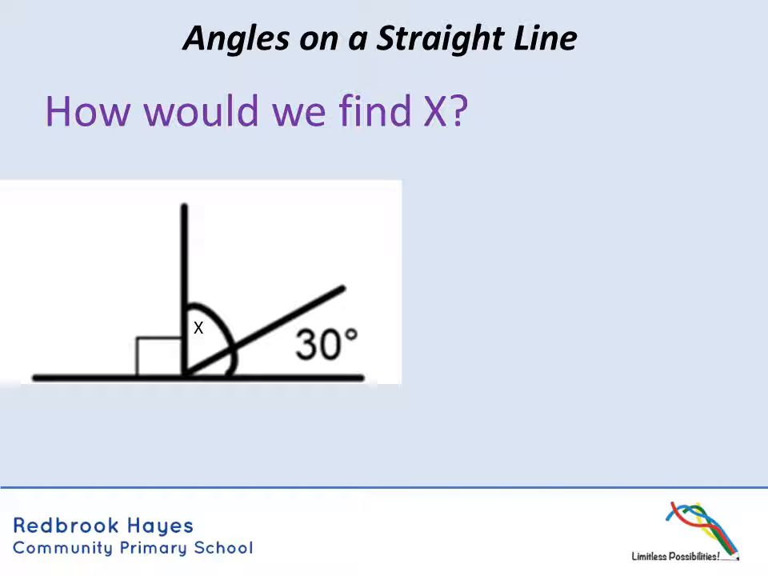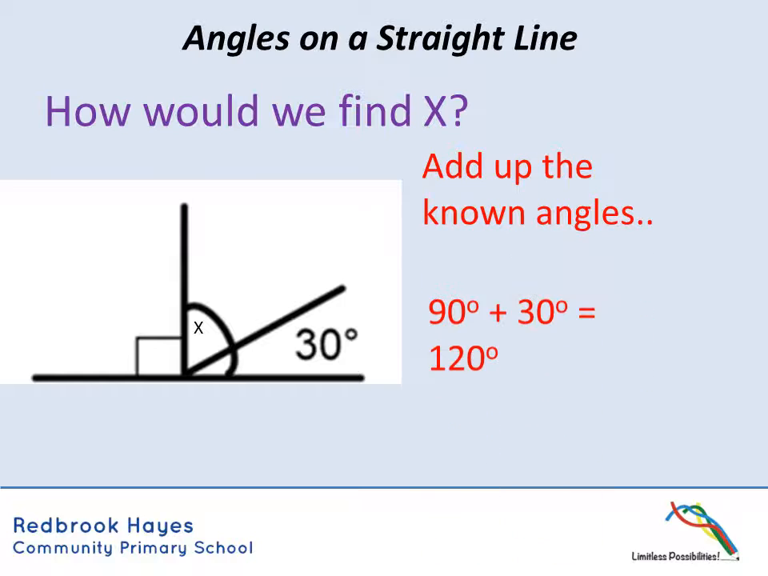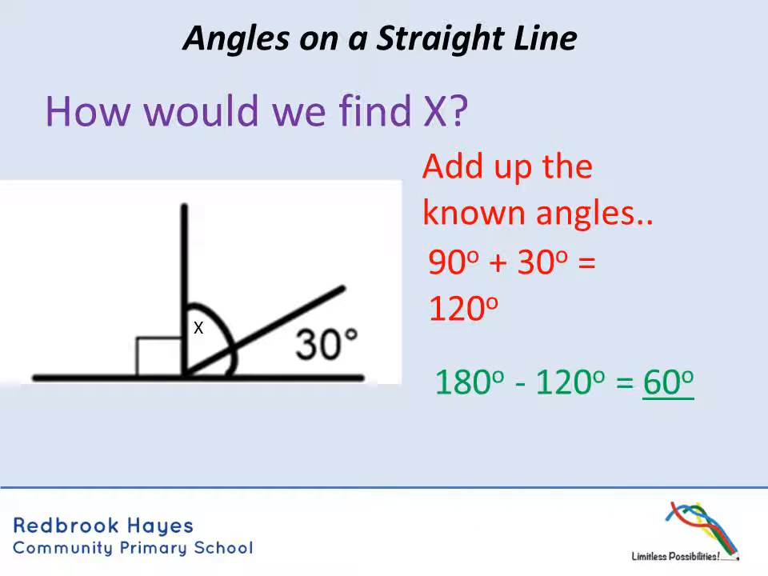So again, as before, we're going to add up the known angles. So we've got 90 degrees because we've got that right angle on the left, and 30 degrees. And that gives us 120 degrees. And again, to find x then, it's what's left. X is what's left now of the 180. So we're going to get 180, take away 120, and therefore x should be 60 degrees.